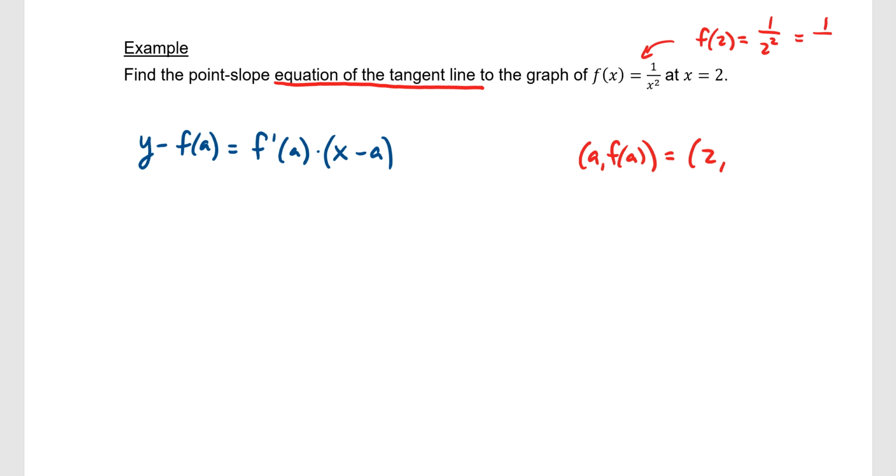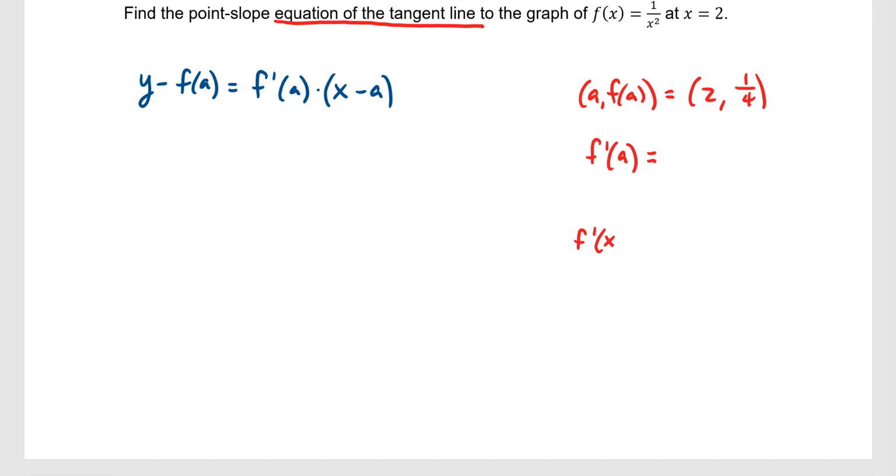And lastly, we need f prime of a. So to find this, we need f prime of x. So let's go ahead and take this derivative. We'll do it right down here. Let me rewrite f of x first. We know f of x is 1 over x squared. We can rewrite that as a power function as x to the negative 2. And let's go ahead and find the derivative.